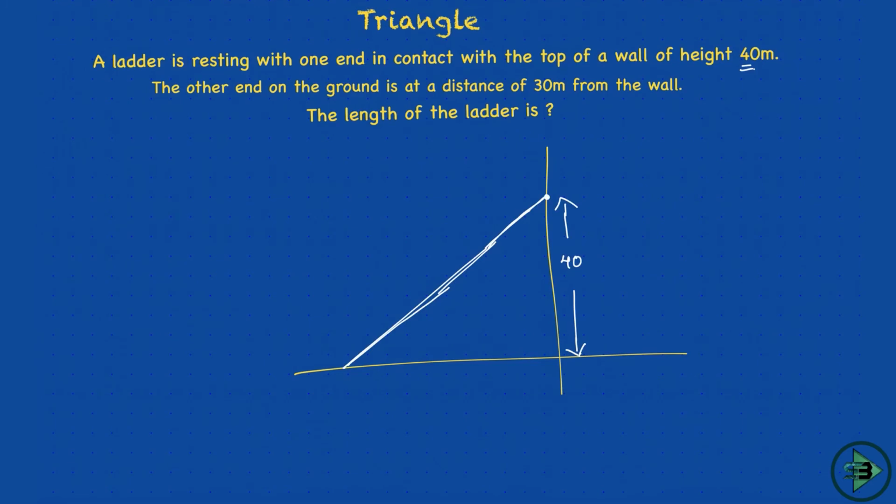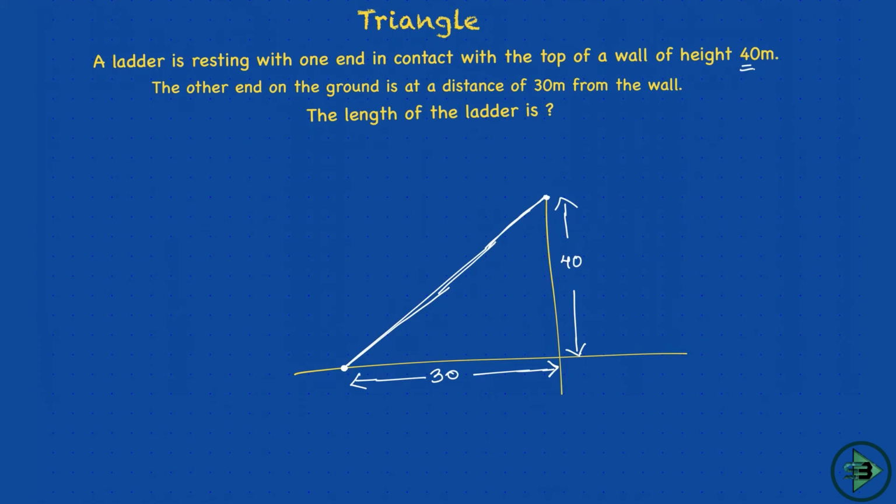Okay, with the top of the wall at a height of 40 meter. Then what? This is the top of the wall. So the wall is not anything beyond this. So this is still where the wall is, and it is at the top of the wall, which is at a distance of 40. The other end is on the ground at a distance of 30 meter from the wall. So this is the other end at a distance of 30 meter from the wall. This is where the other end is, and this is where the top of the wall is.